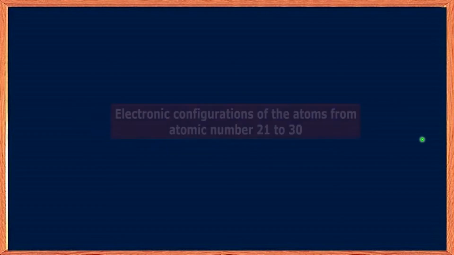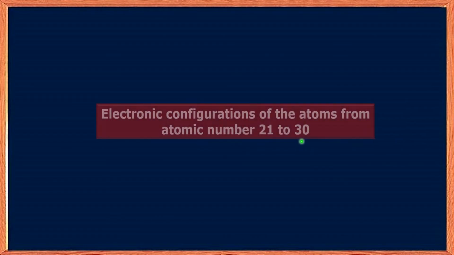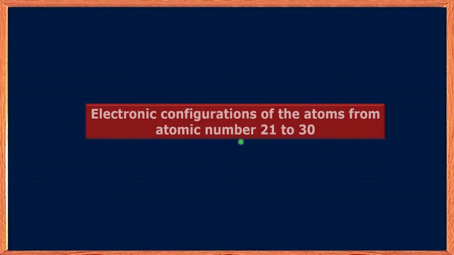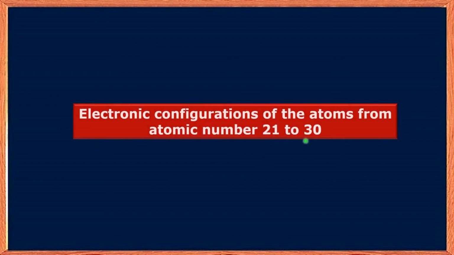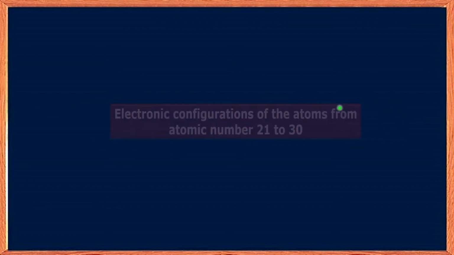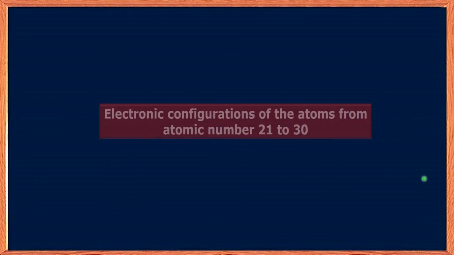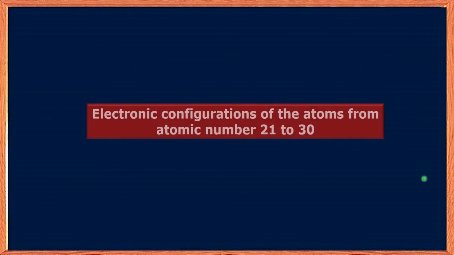B. Janardhan Reddy. In this video, I am going to tell you about the electronic configurations of the atoms from atomic number 21 to 30. First, I will show you the samples of these elements with their names and symbols.